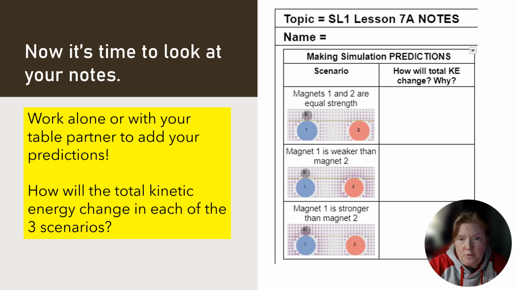Now it's time to look at your notes. You can work alone or work with your table partner to add your predictions. How will the total kinetic energy change in each of these three scenarios? Scenario 1, magnets 1 and 2 are equal strength. What do you think will happen to the total kinetic energy and why? Scenario 2, magnet 1 is weaker. How will the total kinetic energy change? And why? And then scenario 3, magnet 1 is stronger. How will the total kinetic energy change? And why?